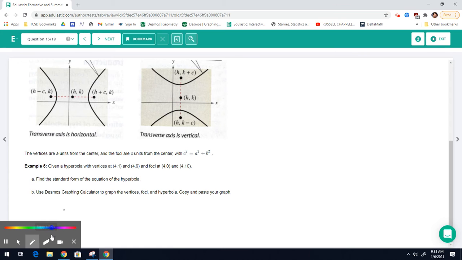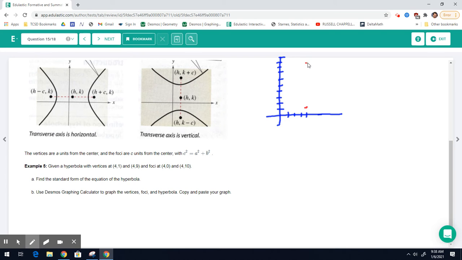So it's going to go vertical, right? So 4, 1, then 4, 9, and then 4, 0, and 4, 10. Okay, so it looks like this x value of 4 is used a lot. So 4, 1, 4, 9.